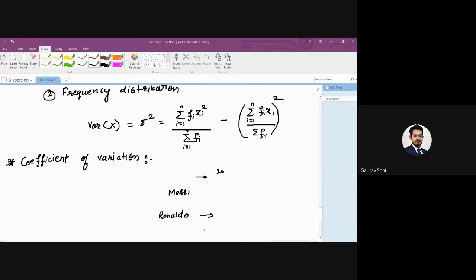Say for the first 5 tournaments, Messi's goals are 20, 23, 16, 18, and the last one say 20. And for the past 5 tournaments, the goals scored by Ronaldo, say for an example, are 5, 12, 26, 18, and 25.